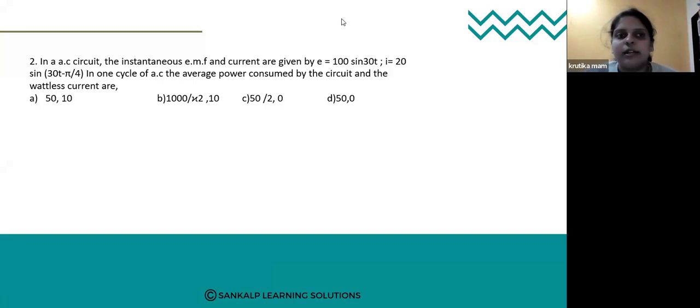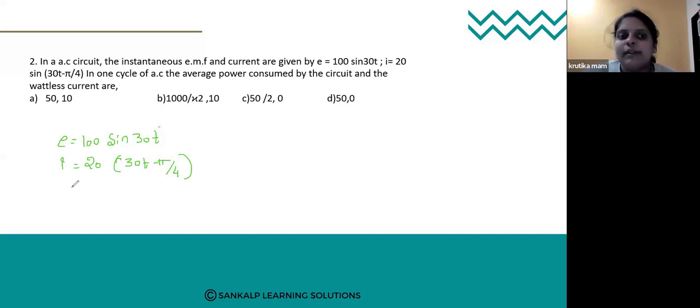So we have a question on alternating current. In an AC circuit, the instantaneous EMF and the current are given by: the EMF is E = 100 sin(30t), and the current is given as 20 sin(30t − π/4). In one cycle of AC, the average power consumed by the circuit and the wattless current are?